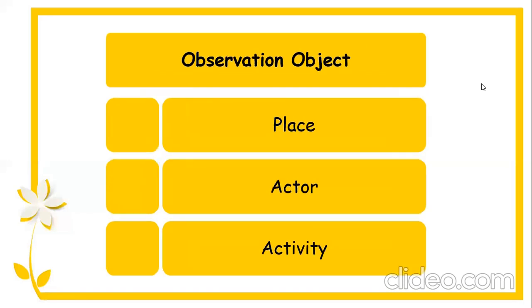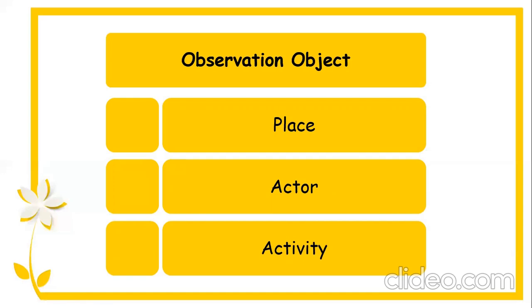Okay, about observation object. In here, there are place, actor, and activity. It is based on Spradley. Place is where the interaction in the social situation is happening. And then actor is the people who are playing a role. And then the activity is the characteristics of the ongoing social situation.